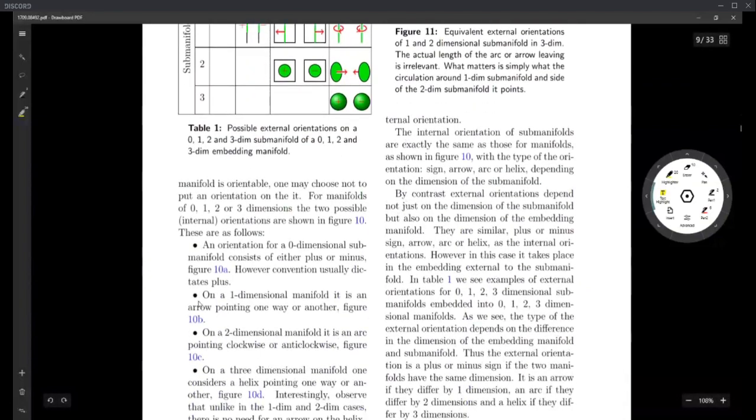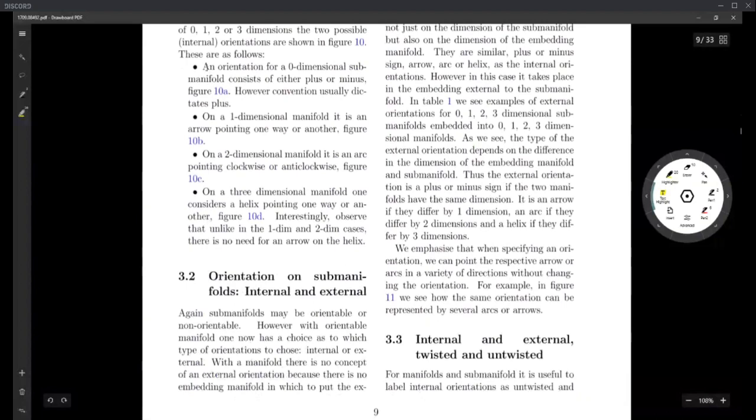Okay. So yeah, just like I said, you have a plus or minus, conventionally a plus, you have an arrow pointing one way or the other, you have an arc pointing clockwise or anticlockwise. On a three-dimensional manifold, you'll have a helix pointing one way or another. And just like I said earlier, you can observe that unlike in one-dimensional and two-dimensional cases, you don't need an arrow for a helix. So yeah.